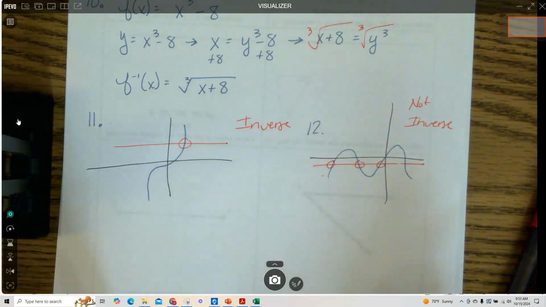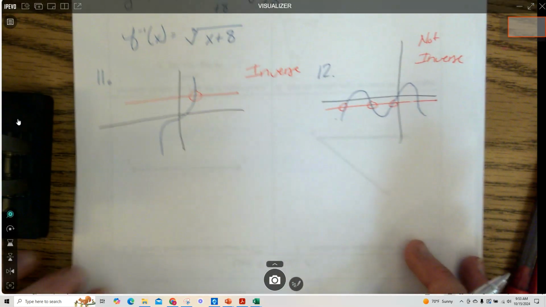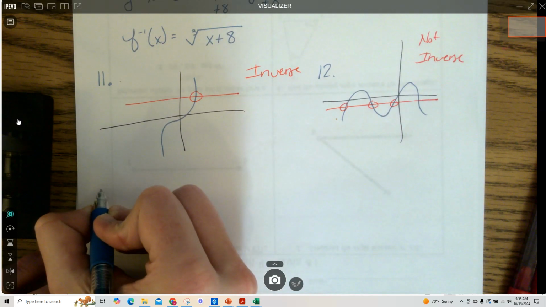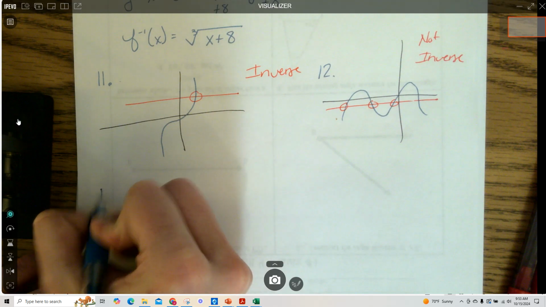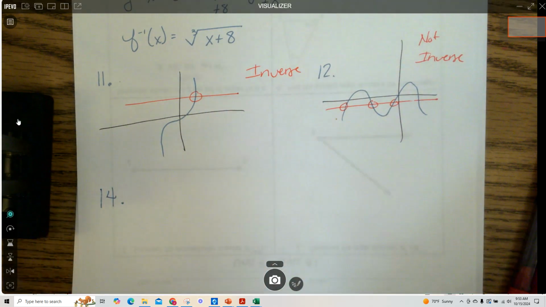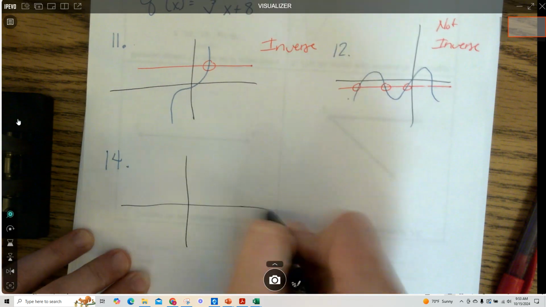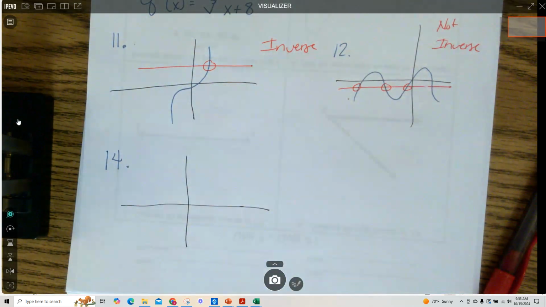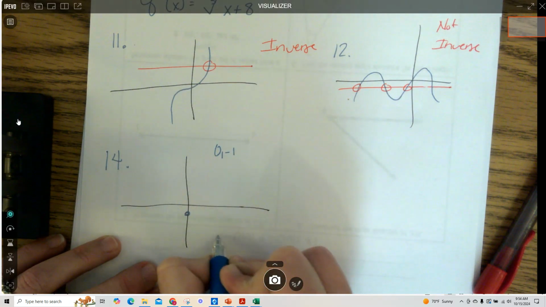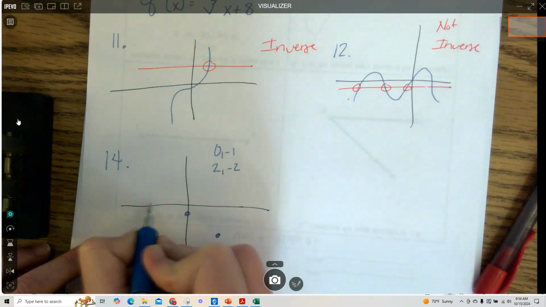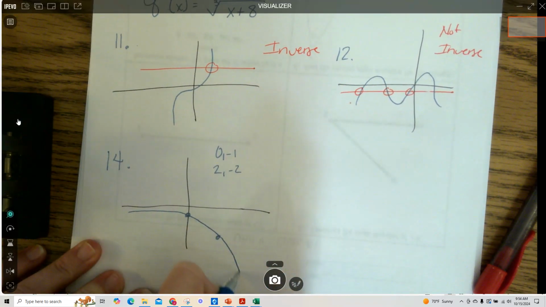Okay, what question number is that one that has that graph? Is it 13 or 14? 13, I think, or are you talking the one that asks for the inverse? Yeah, 14. Okay. So 14, your graph looks, let me look at it one more time. I want you to give me those two ordered pairs that you have there. 0, -1, and then 2, -2. So here's the original function.